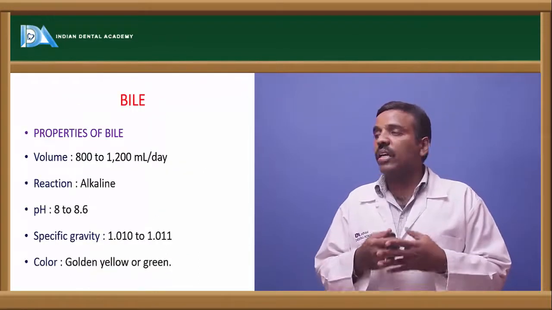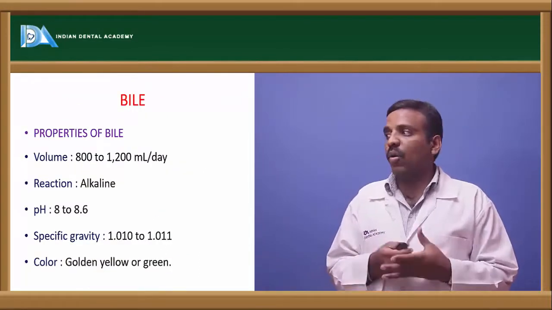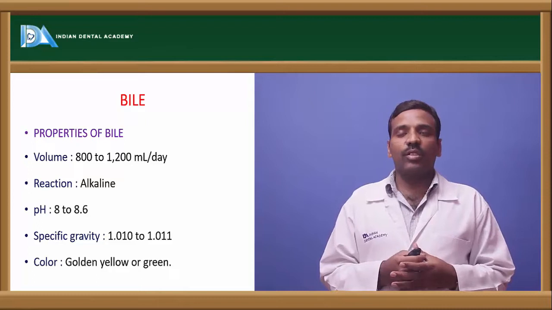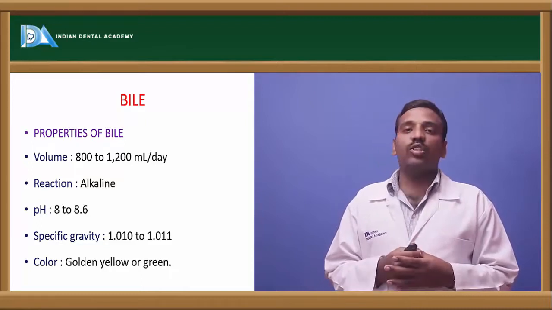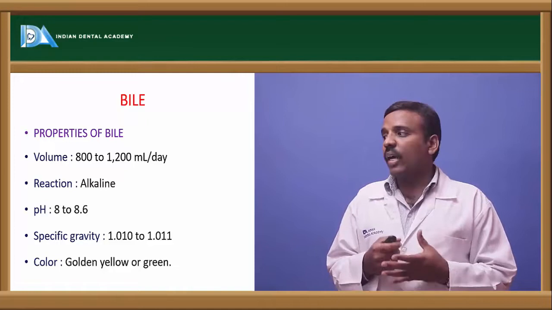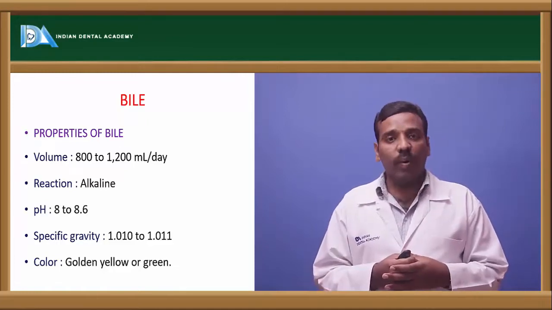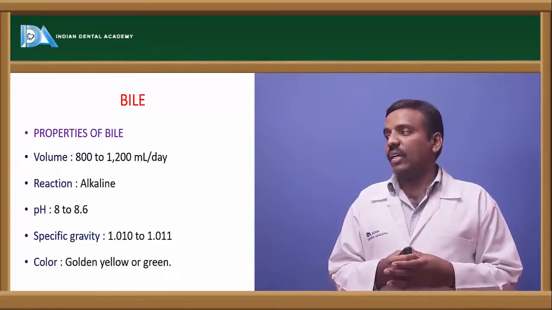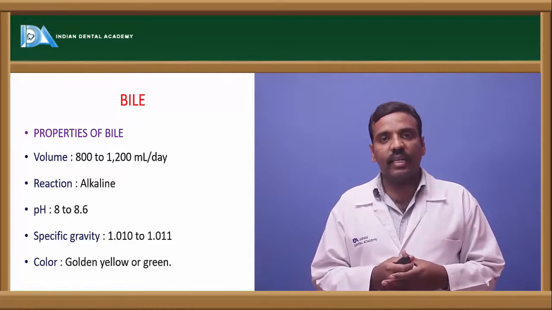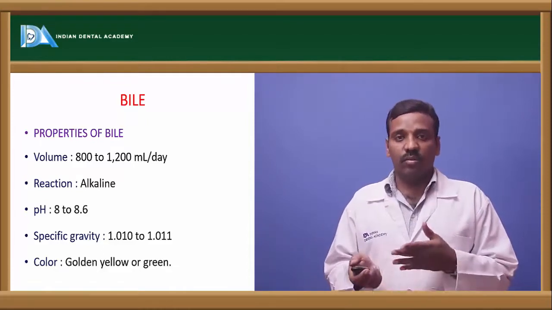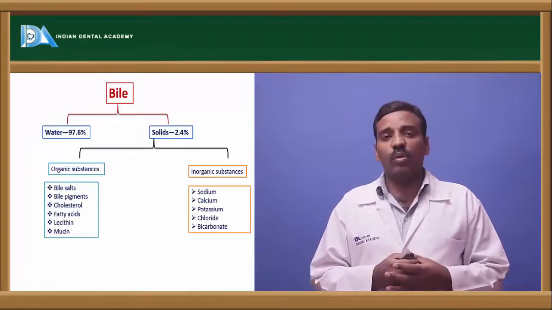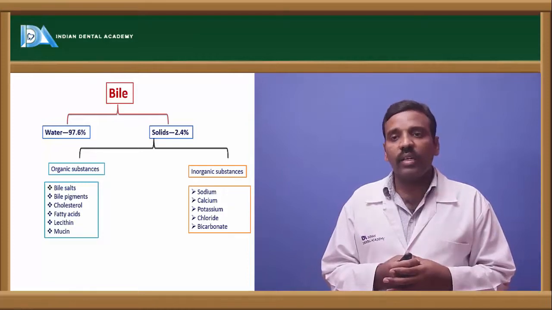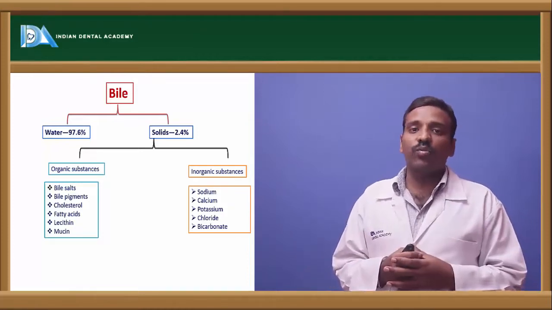Okay, and next, if you see the properties of the bile, the volume of the bile is about 800 to 1200 ml per day, and the reaction is completely alkaline, and the pH is about 8 to 8.6. Okay, and next the specific gravity is about 1.010 to 1.011. Okay, and next the color is golden yellow or green. And next, if you see the composition of the bile, the water is about 97.6%, and the solids are about 2.4%.